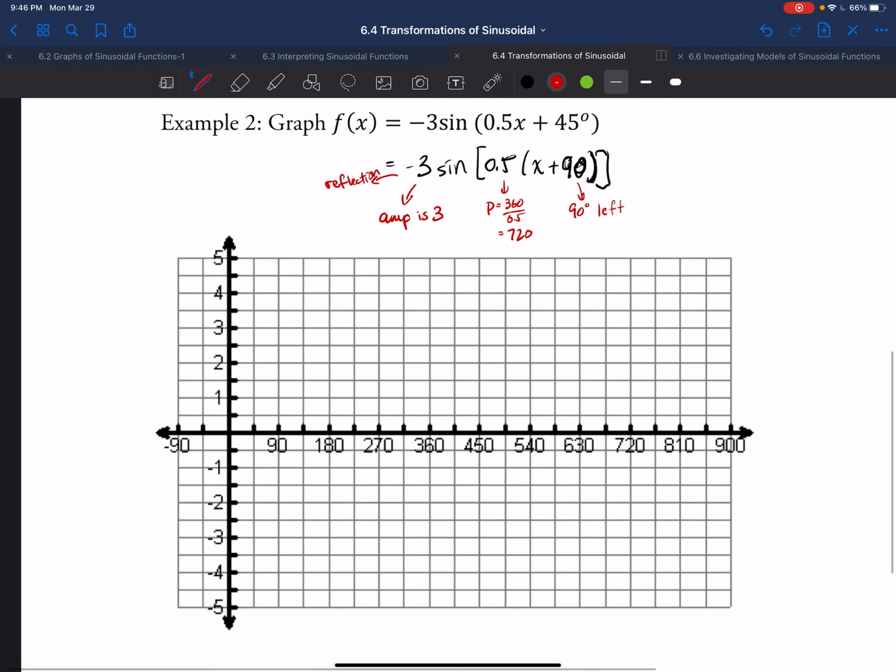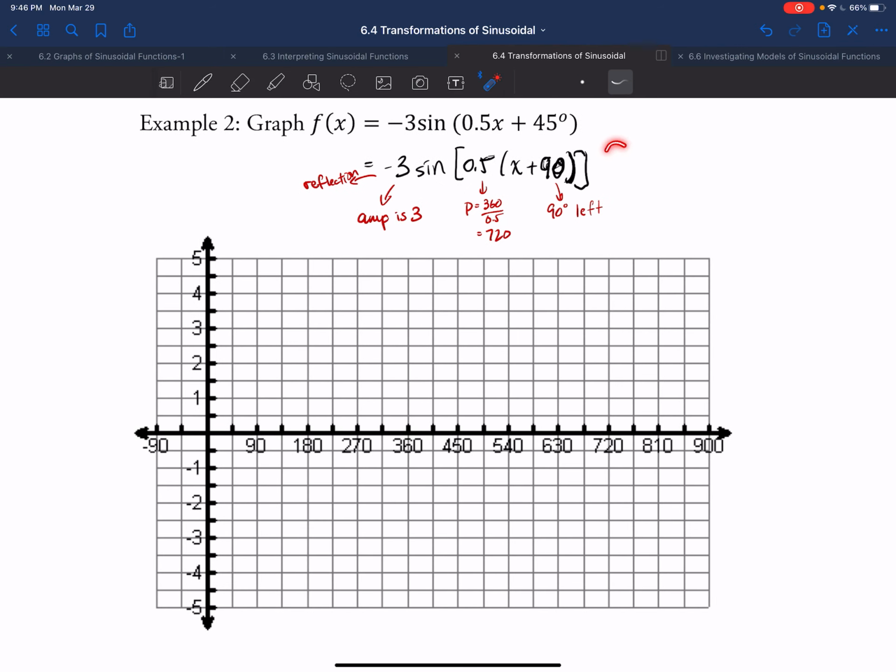So in this case, my equation of axis is 0, because I'm not adding or subtracting anything. So it's still the x-axis. My amplitude is 3, so I know the highest point is going to be 3. And the lowest point is going to be -3. We've reflected, but we'll talk about that in a second. The period is 720, but I've also moved 90 degrees to the left. So I'm not starting at 0, I'd be starting at -90.